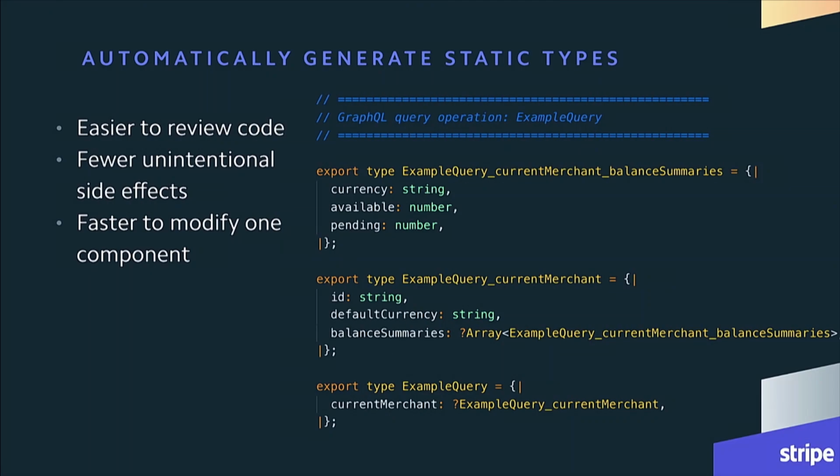And finally, the real big benefit that we've seen is just the automatically generated static types. We use Flow internally, however this will work with TypeScript as well. It's just really nice to have a component with data and know exactly what types that data is. It makes it really easy to review code, gives you fewer unintentional side effects, and you can modify components so much faster.